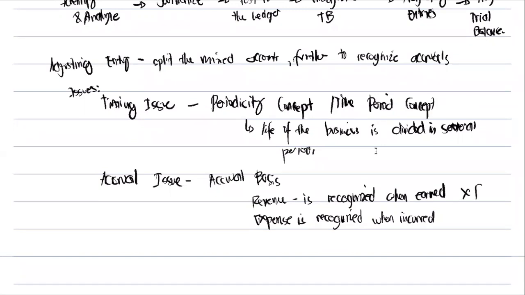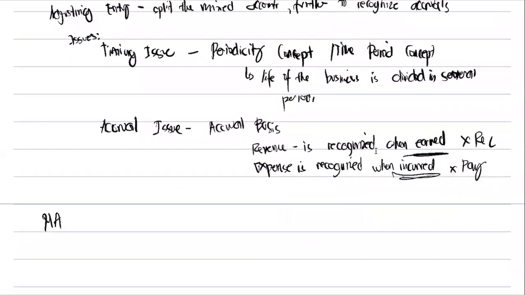So we don't care if we have received this revenue already, as long as it is already earned, and for expense, so long as we have already incurred it, even if it is not yet paid. Under accrual basis, we recognize revenue when it is already earned, regardless of when received, and an expense when it is already incurred, regardless of when paid. So why are these issues under your adjusting entry? Because again, we have your mixed accounts, which contain asset and expense, and also liability and income.